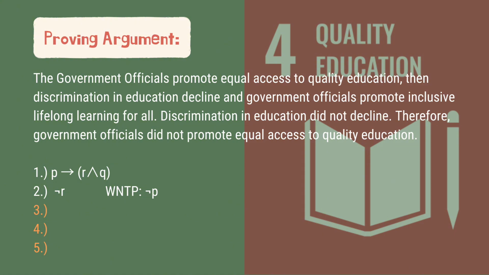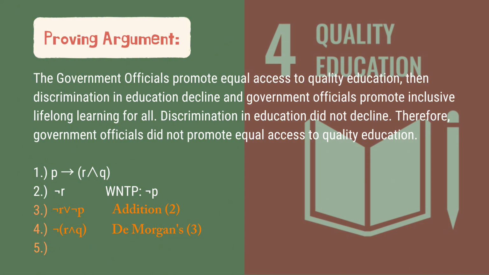Given that the first hypothesis is P implies the quantity of R and Q, and the second hypothesis is negation of R, or not R, we need to prove negation of P, or not P. By applying addition to the second hypothesis, we can get negation R or negation P. And by applying De Morgan's law to the third hypothesis, we obtain negation of the quantity of R and Q.